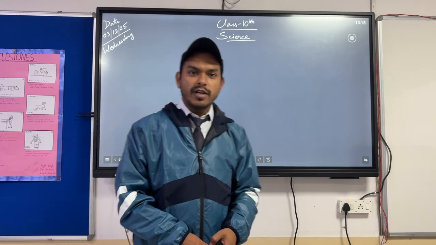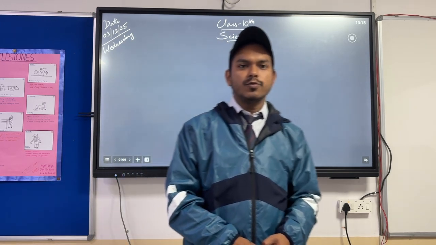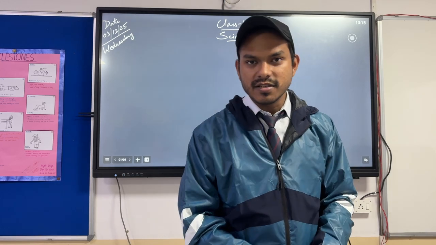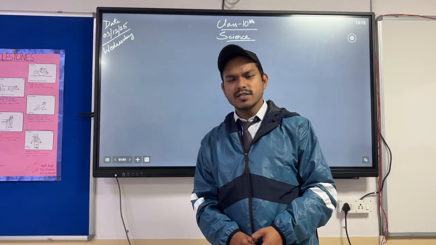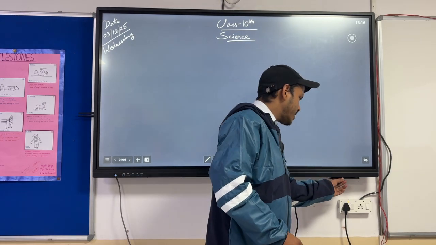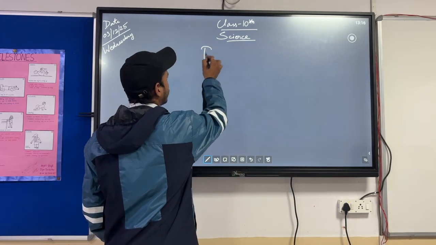But what is the role of that chlorophyll? Yes, the role of chlorophyll is to carry out the process of photosynthesis. In chlorophyll, food is made by plants for themselves, and this process is known as photosynthesis. So today we are going to learn about photosynthesis.